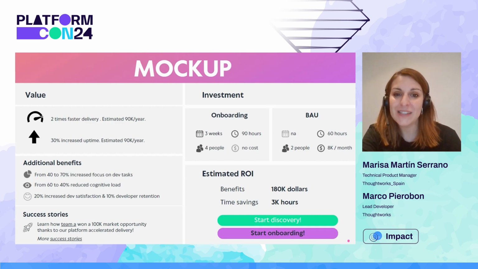We should showcase as well compelling success stories that speak to our potential users both at the rational and at the emotional level. And finally, let's add a call to action by inviting our users to start the onboarding processes, or at the very least, to start playing with our platform, to start the discovery.